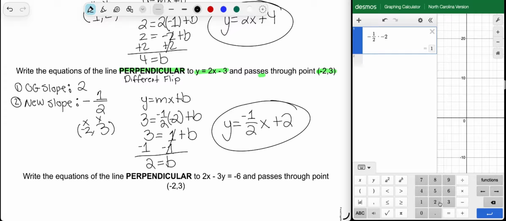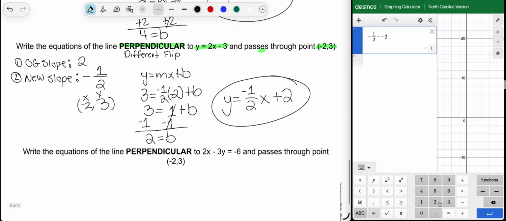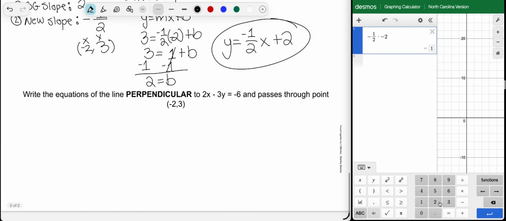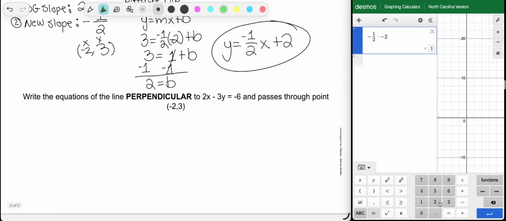You see, you got a 2, and then we got a -1/2, and then it crosses through the point at -2, 3 using what we have after we solve. Now in this last example, it says write the equation of the line that is perpendicular to 2x minus 3y equals -6. And it passes through the point -2, 3. Same thing. Perpendicular, different flip, but we need our OG. So let's get our OG first.